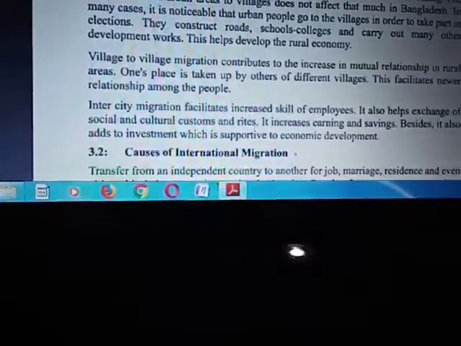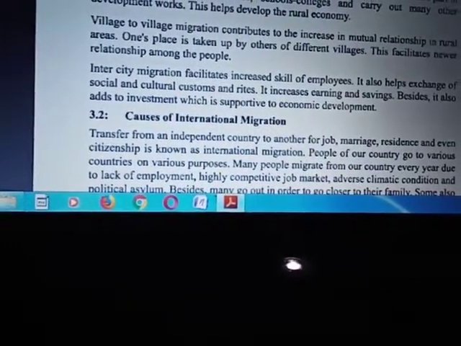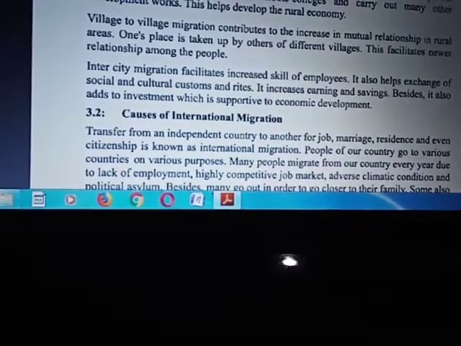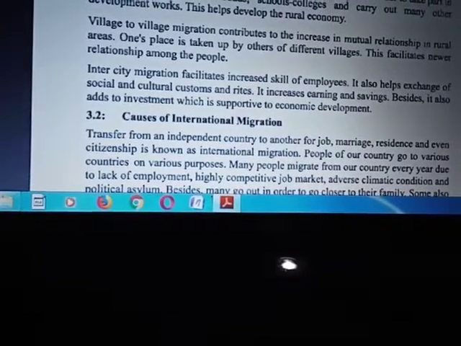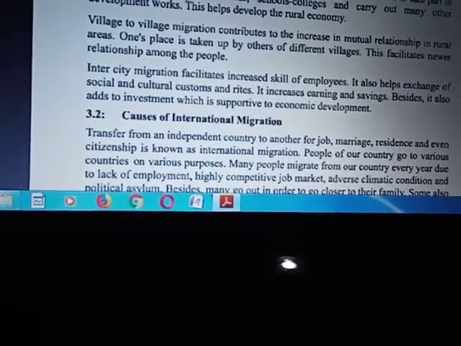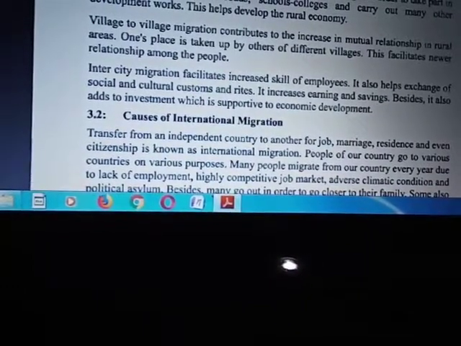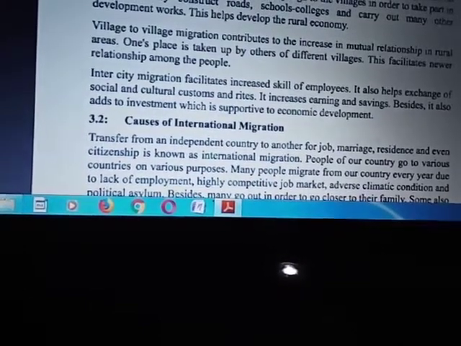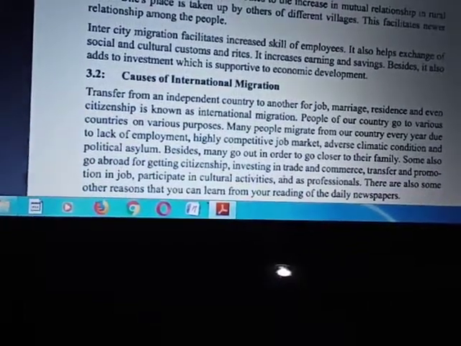Migration is also increasing the urban population. The urbanites are experiencing the influence of this effect, especially as the demand for daily necessities is increasing. The migration from urban areas to villages does not affect Bangladesh that much. In many cases, it is now noticeable that urban people go to the village in order to take part in elections. They construct roads, schools, colleges, and carry out many other development works. This helps develop the rural economy.